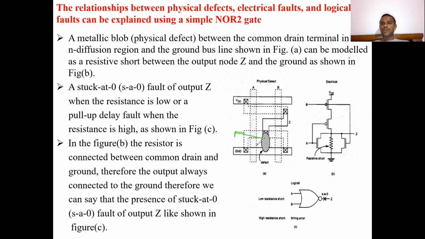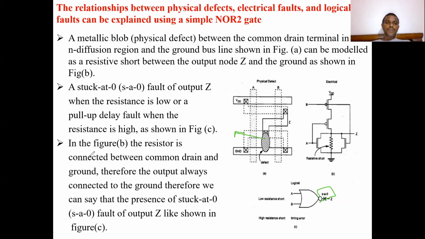These three diagrams clearly indicate that this is the physical defect, and these physical defects will be replaced with a resistive short. Due to that resistive short, our output will always show stuck at 0. You can observe here it is written as SA0, which is nothing but stuck at 0. The Z is stuck at 0. The output is stuck at 0. This is the logical fault we get due to these physical defects.